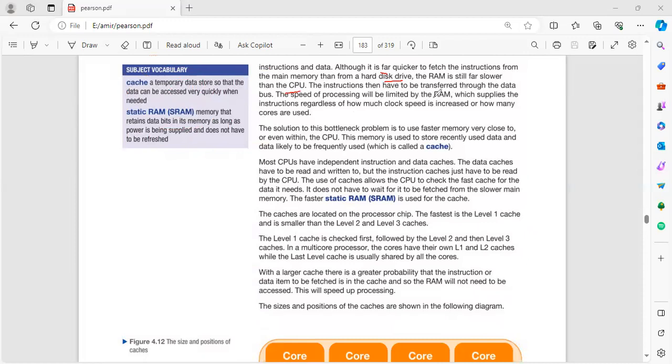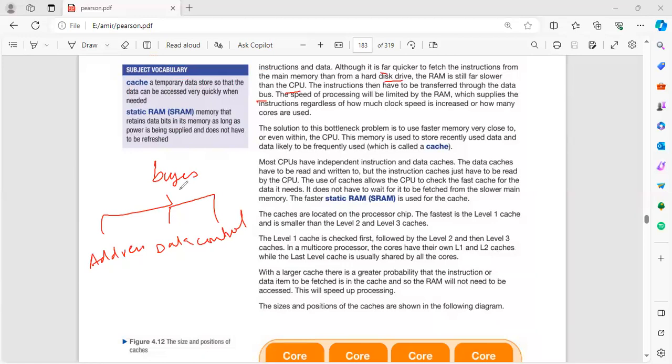So the instruction then has to be transferred through the data bus. All instructions or data are transferred through buses. Do you know buses? There are three types of buses: address bus, data bus, and control bus.